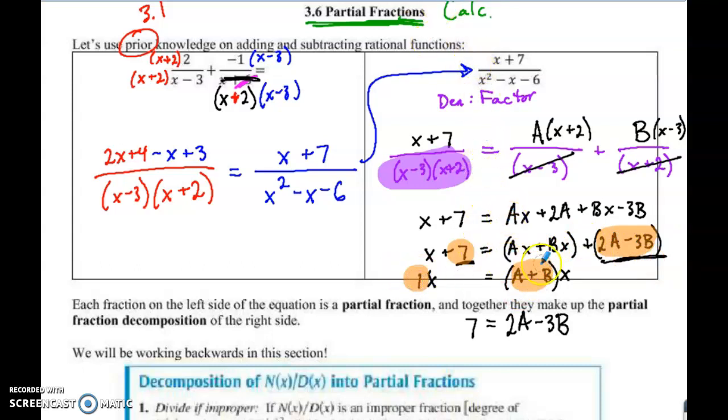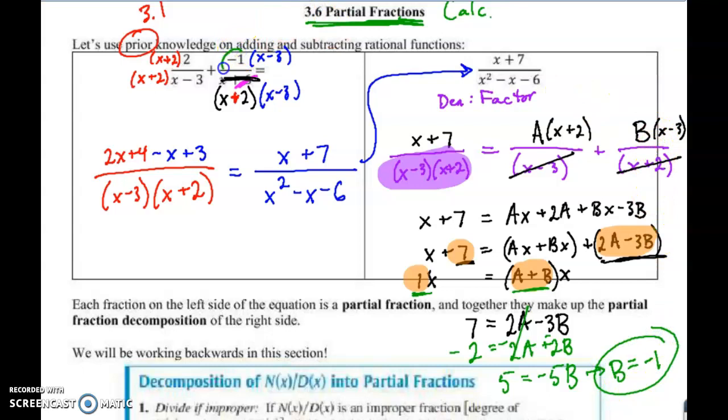So the sum of A and B needs to add to be 1, and the constant 2A minus 3B must be equal to 7. So now it's a system of equations where I could just double. So 2, I'm doubling this by the way, 2A plus 2B. And the reason why I'm doing that is now I could subtract off that term. So I have 5 is equal to negative 5B. And from there I can say, okay, well, B needs to equal negative 1.